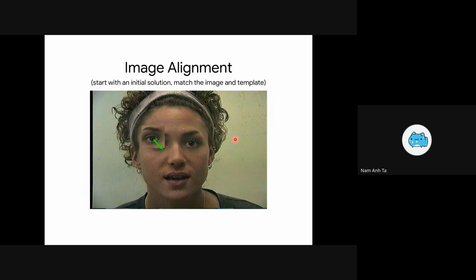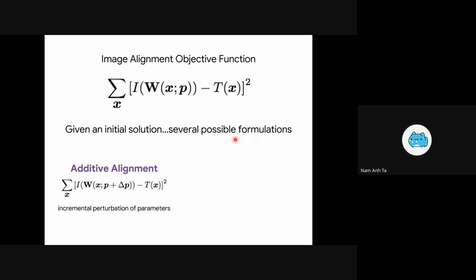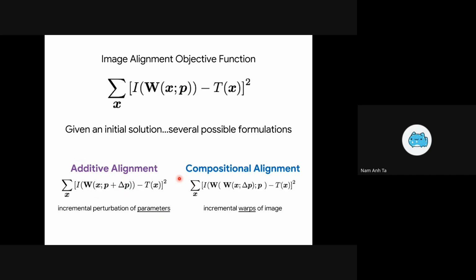So let's look at some search strategies to find the local minimum even faster. In the traditional additive alignment, we start from an initial point and continuously update the parameters by adding a small perturbation delta p to our current state in each iteration. But the compositional alignment involves a step-by-step adjustment process.